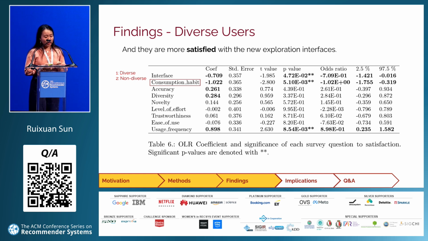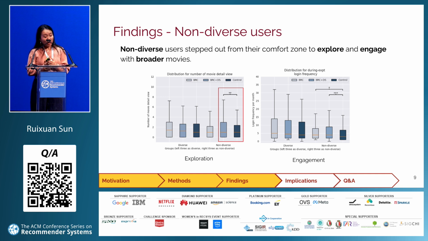And then we find that in the consumption habits, 1 stands for diverse, 2 stands for non-diverse. Actually, diverse users are more satisfied with the overall changes we introduced. While for non-diverse users, they step out of their comfort zone and also explored and engaged with broader movies.